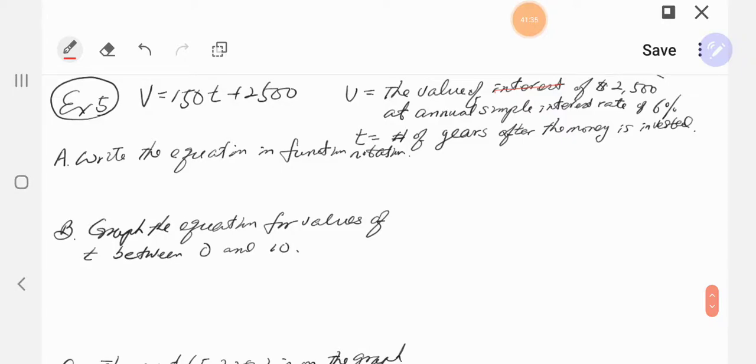So first of all, write the equation in function notation. The function notation we use is f of x. But t is the input, the independent variable. So why don't we use f of t instead of f of x? So what is f of t? Write down the expression on the right side.